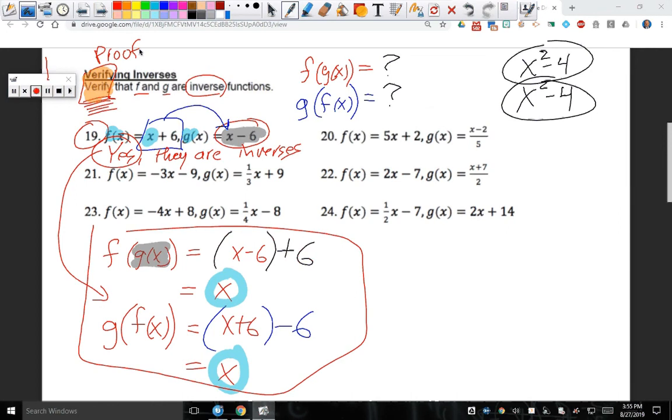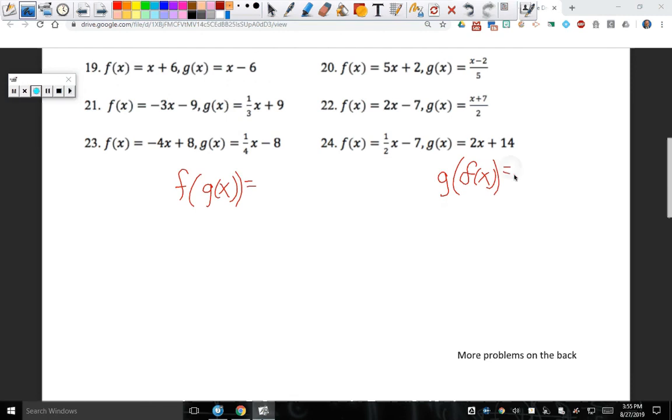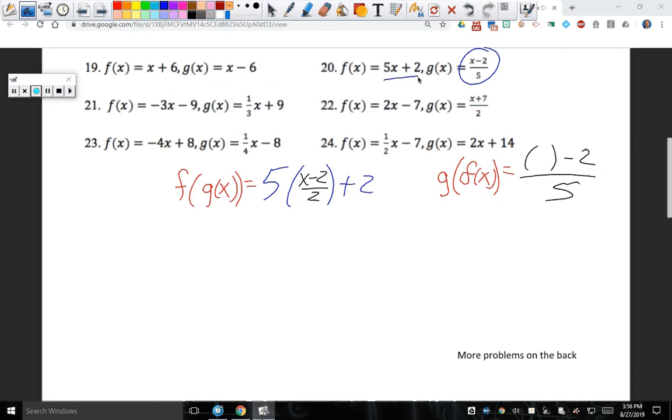All right, one more. Which one? 22, let's go. 22, we're going to put f of g of x. Then we're going to do g of f of x. So if I do g and I put it into f, it will look like this. However, on the other one, if I put f into g, let's build g real quick. We have something minus 2 over 5. We're going to put all of this f of x right here.